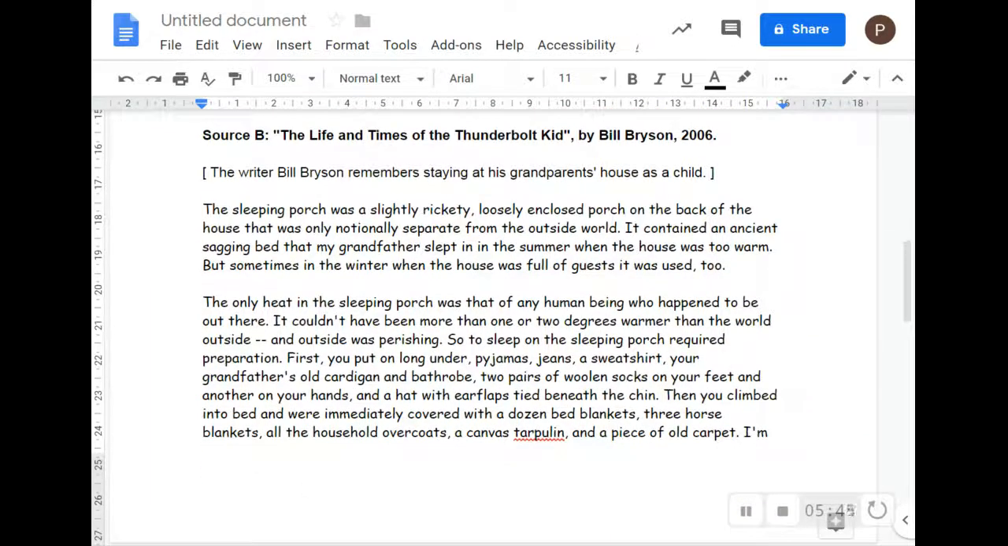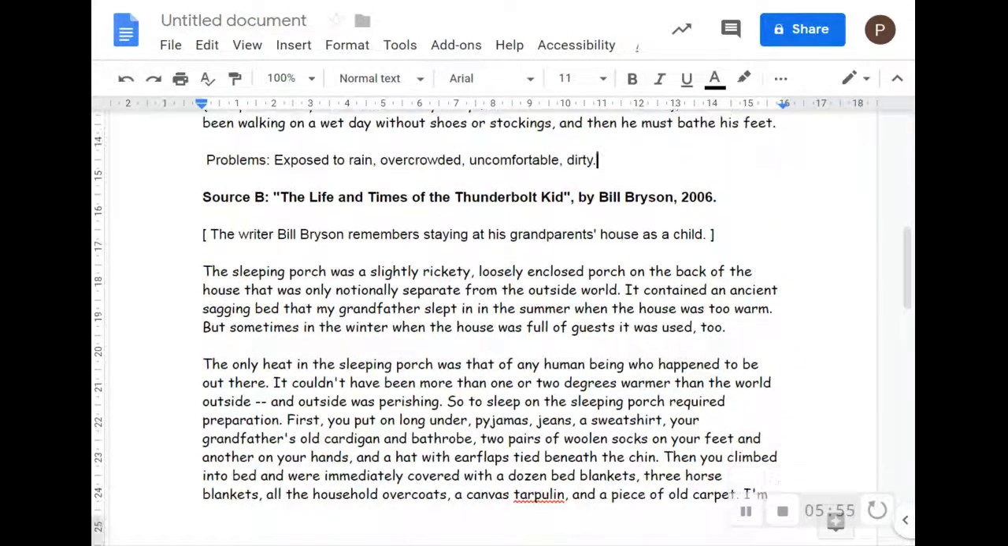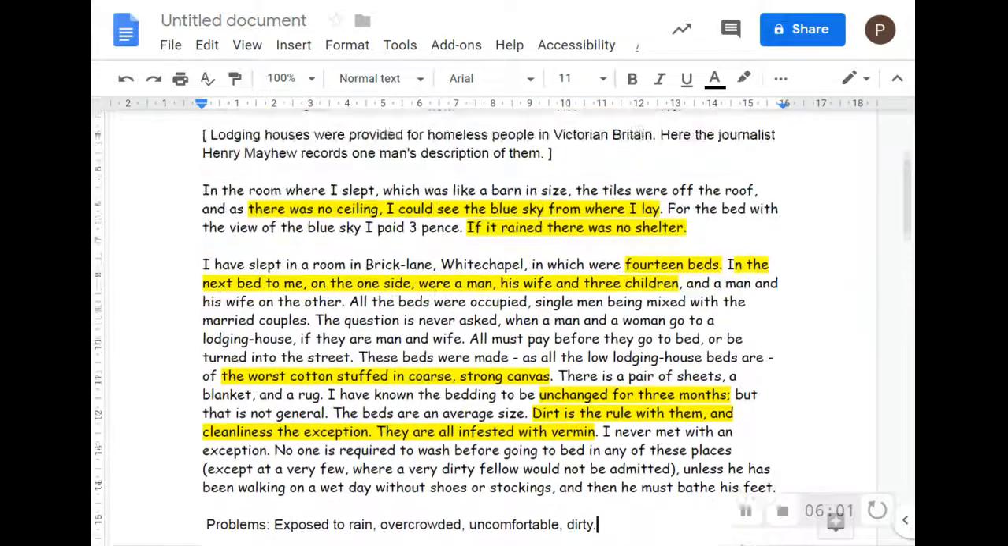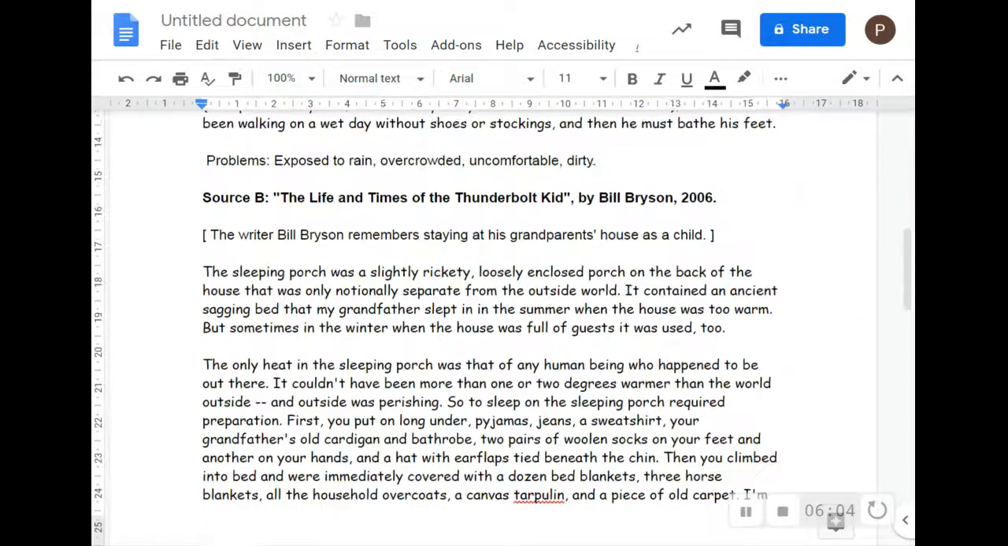Source B. The Life and Times of the Thunderbolt Kid by Bill Bryson, 2006. The writer Bill Bryson remembers staying at his grandparents' house as a child. So here I'm going to read, and I'm looking for problems as well. I'm especially going to look for problems that are different to the problems in source A.